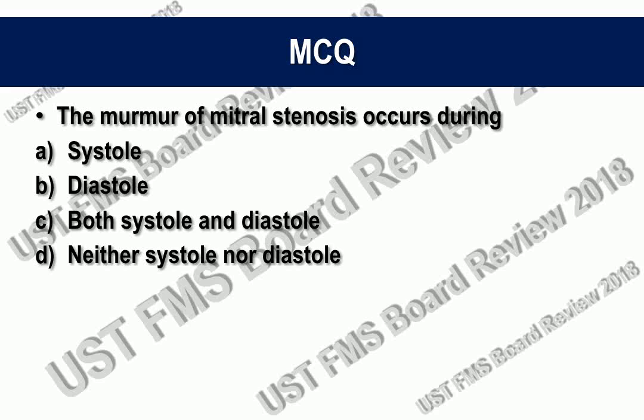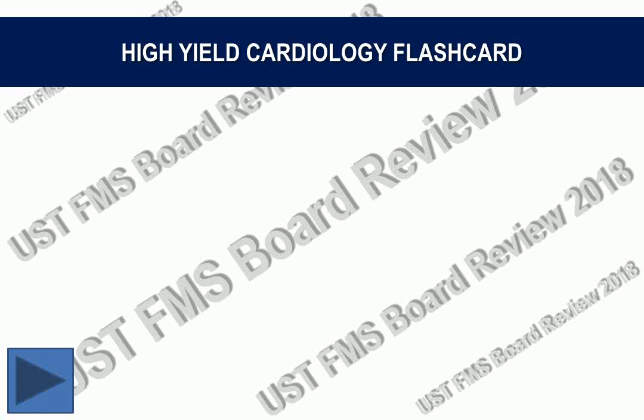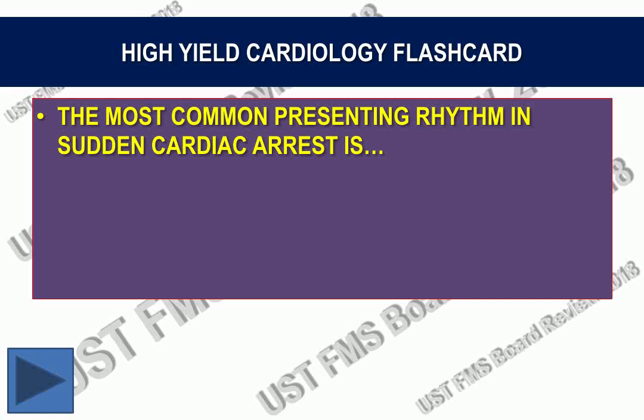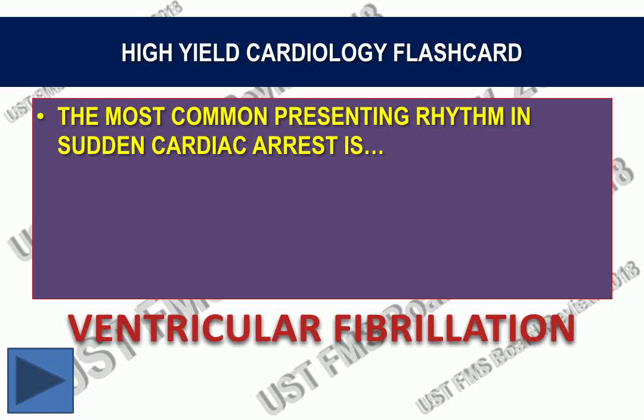So this is a review. The murmur of mitral stenosis occurs during which phase of the cardiac cycle? This one should be easy for you. So it's diastole because it's a diastolic rumbling murmur. I think these are the last few slides. Take a moment just to review your advanced cardiac life support knowledge. The most common presenting rhythm in sudden cardiac arrest is ventricular fibrillation.